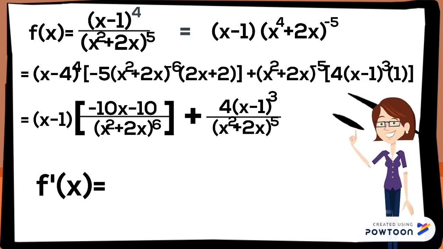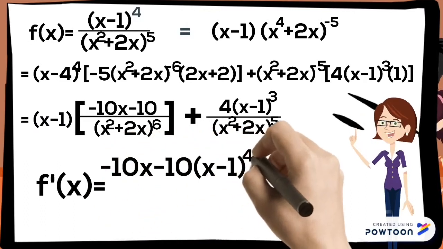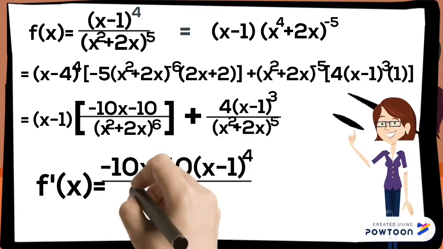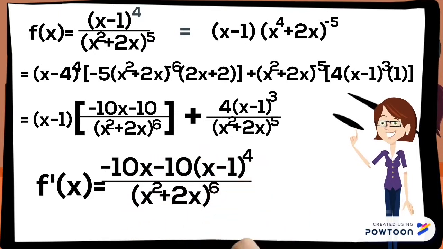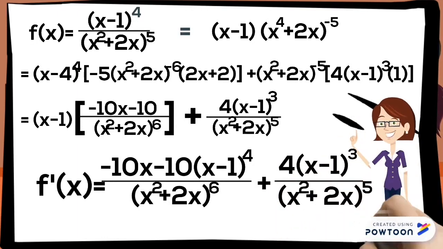The final answer is (-10x - 10) times (x - 1)^4 over (x^2 + 2x)^6, plus 4 times (x - 1)^3 over (x^2 + 2x)^5.